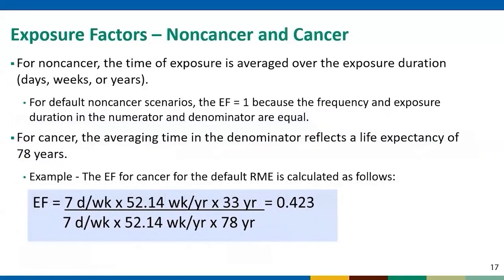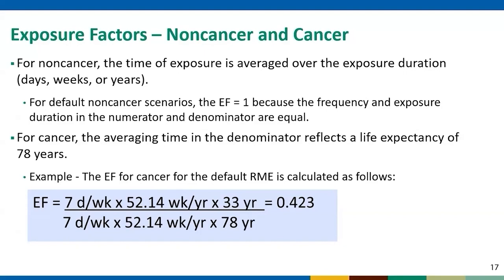For non-cancer scenarios, the time of exposure is averaged over the exposure duration in days, weeks, or years. In the default non-cancer scenarios, the EF is 1. This reflects that the frequency and exposure duration are the same in the numerator and denominator and cancel each other out, resulting in an EF of 1. For cancer, the averaging time in the denominator reflects a lifetime exposure of 78 years.